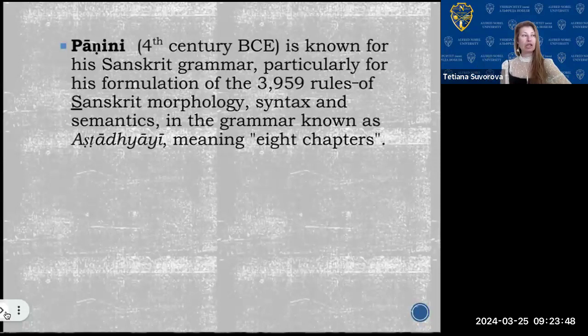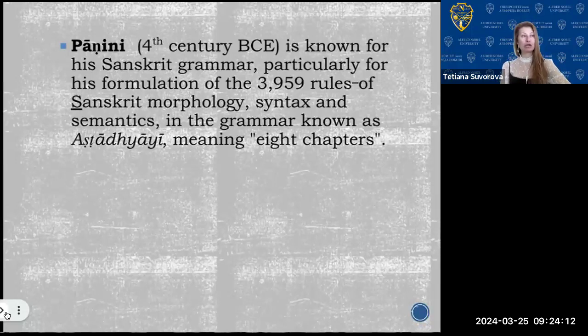Just imagine, it was the 4th century before the Christ era, and the European scientists discovered it only in the 19th century, and then the launching of the historical sciences, the history of languages appeared, and comparative as well.